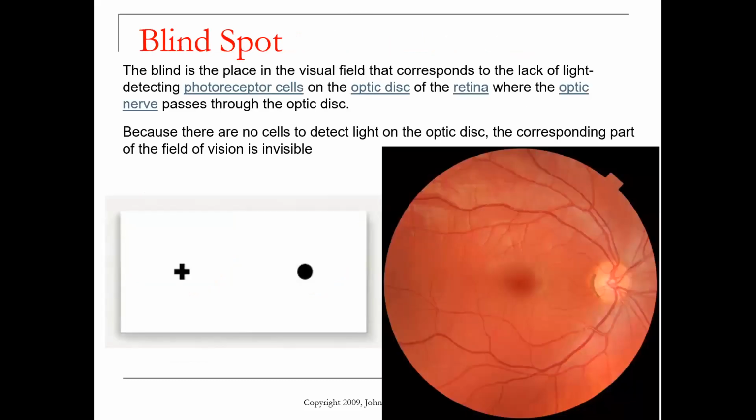So now, I mentioned the blind spot. The blind spot is the area in our retina where there are no photoreceptors. There are no photoreceptors there. We call this the optic disc, or the blind spot.